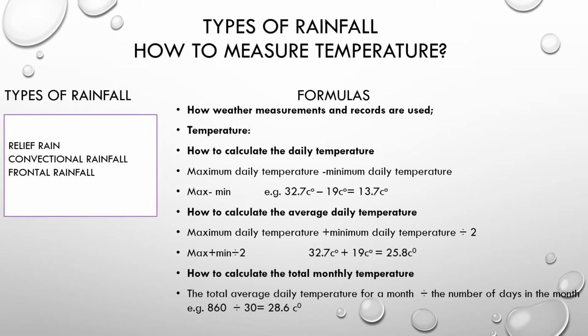Then we studied the types of rainfall and how we measure temperature. We have three types of rainfall: relief, convectional and frontal. And the formulas: to find the daily temperature range, we use maximum minus minimum. To find the average daily temperature, we use maximum plus minimum divided by 2. To calculate the monthly average, we use the total daily temperature for the month divided by the number of days in the month.